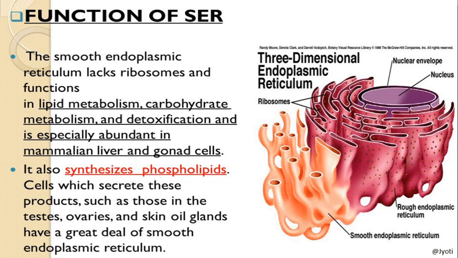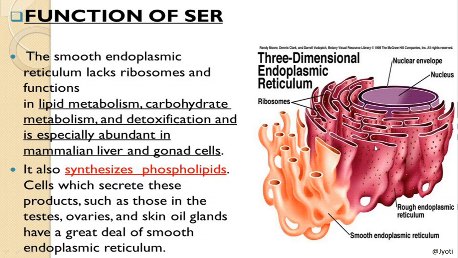So here is the function of a smooth endoplasmic reticulum. Since it lacks ribosomes, it has no role in protein synthesis, but it helps in lipid metabolism. The underlined part is very important. Lipid metabolism, carbohydrate metabolism, and it also helps in detoxification, and it is especially abundant in mammalian liver and gonad cells.